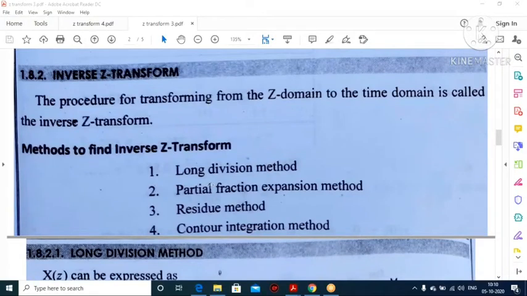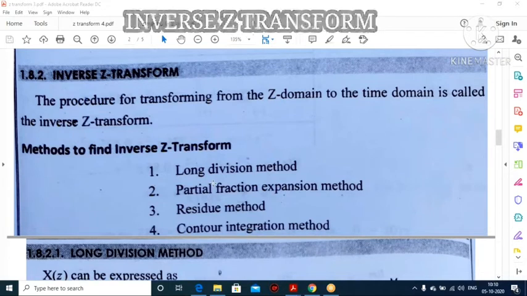Today, in this lecture, we will learn about inverse Z transform. What are the methods which are used to find the inverse Z transform? Let's enter into the session.